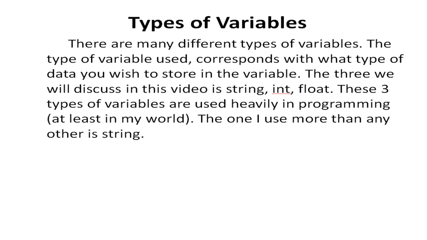Okay, types of variables. There are many different types of variables. The type of variable used corresponds with what type of data you wish to store in the variable. The three we will discuss in this video are string, int, which stands for integer, and float. These three types of variables are heavily used in programming, at least in my world. The one I use more than any other is string.